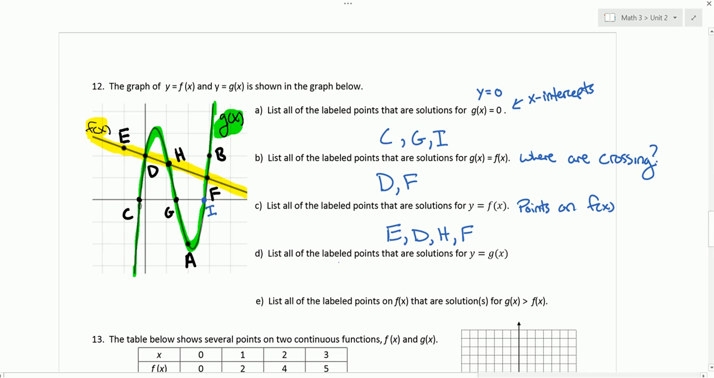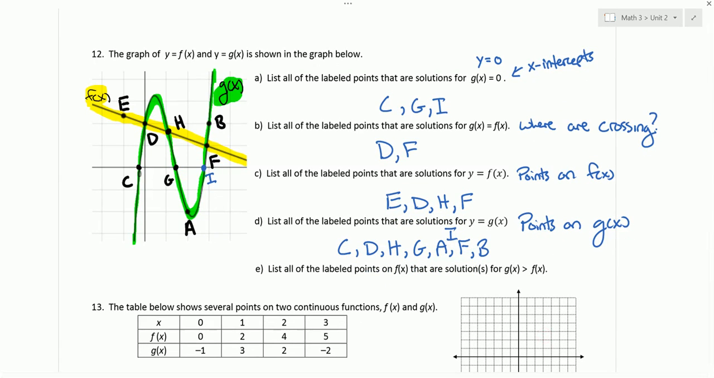D asks us to list all the labeled points that are solutions for y equals g of x. So those are points on g of x. The labeled points on g of x. So that would be C, D, H, G, A, F, forgot I, and B.